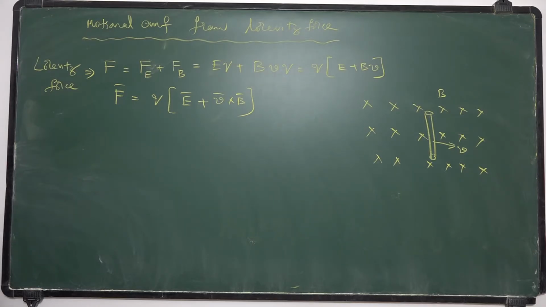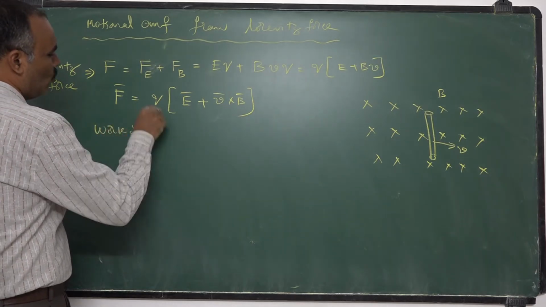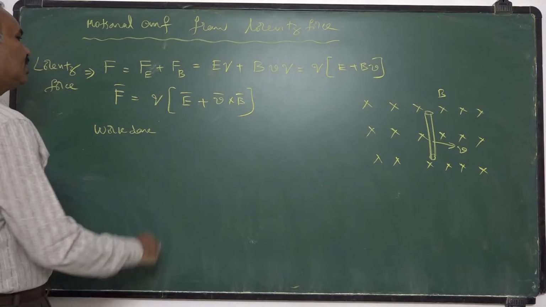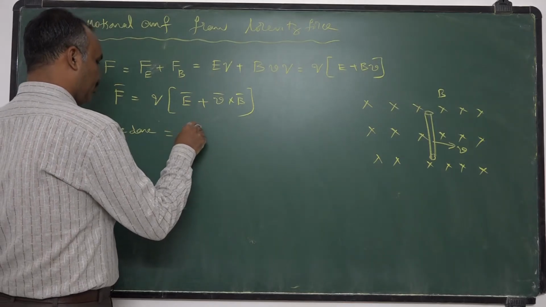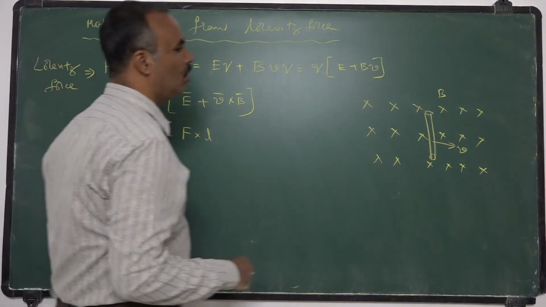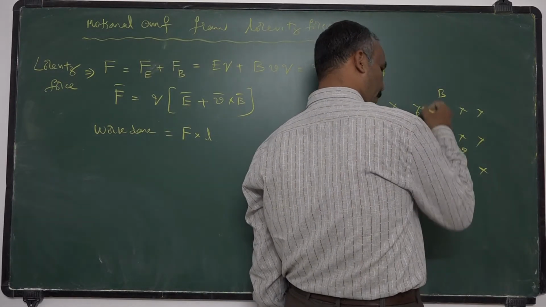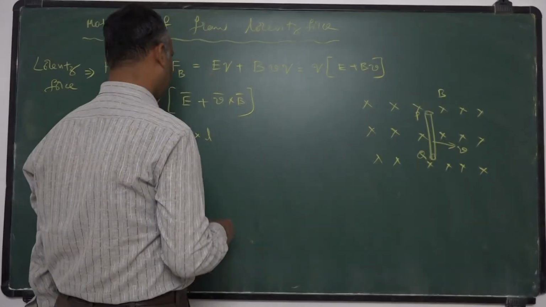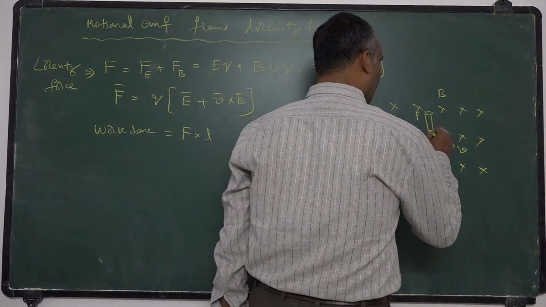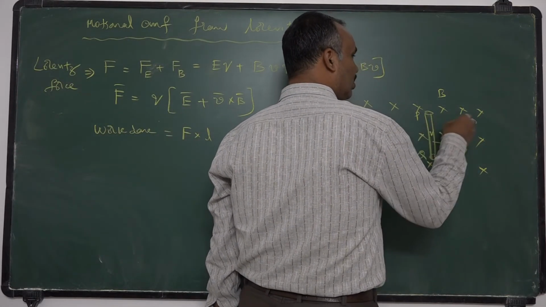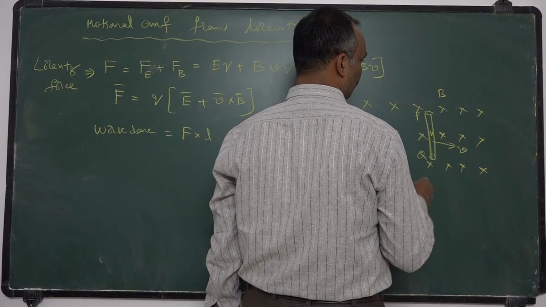Now if I want to calculate the work done, work done is nothing but force into displacement. So if you want to move a charge from this end to this end, from P to Q or Q to P, the work required is the force times the displacement. Here, if you consider a charged particle of charge Q, it is under the influence of the magnetic field as well as the electric field, which is generated due to its motion.